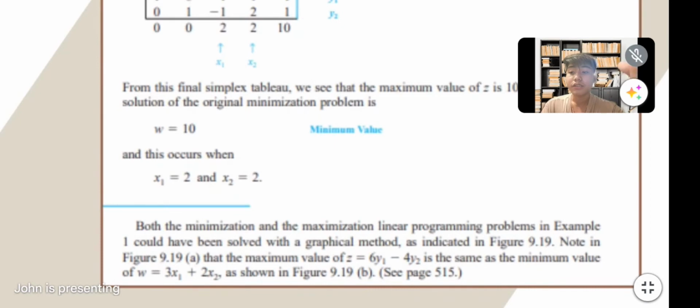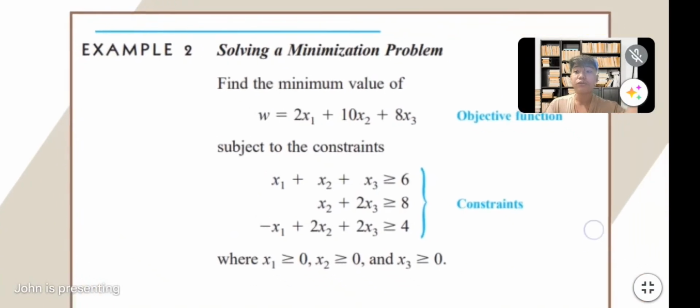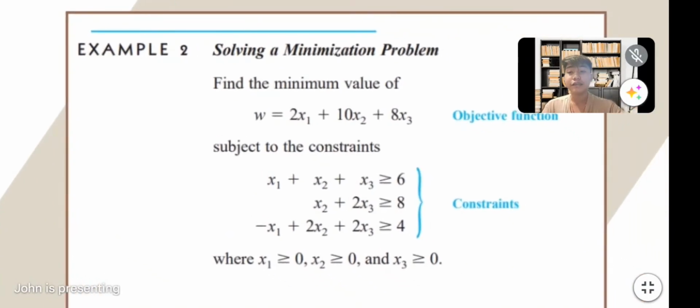So it could have been solved with a graphical method as indicated in the figure. Then the maximum value of z equals 6y sub 1 minus 4y sub 2 is the same as the minimum value of w equals 3x sub 1 plus 2x sub 2, as shown in the figure or in the table. Next, example number 2 is just the same as example number 1.